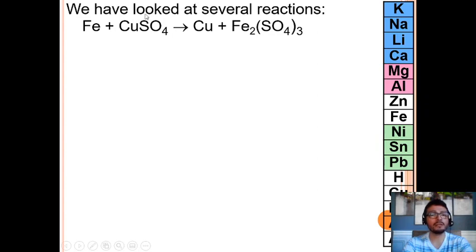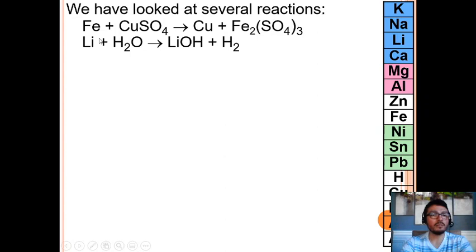So that means this single displacement reaction will happen, and iron will bump out copper. And this is the reaction then. Copper will now precipitate. If I had states written here, this would be a solid, so solid copper would form, and iron 3 sulfate would be created. Moving on.